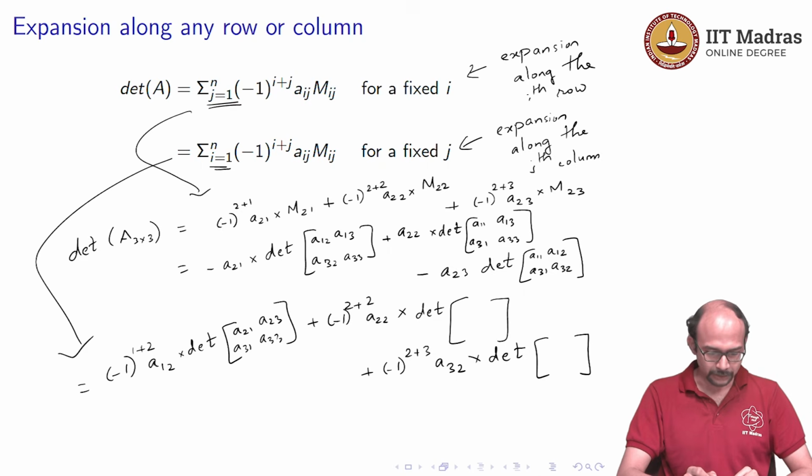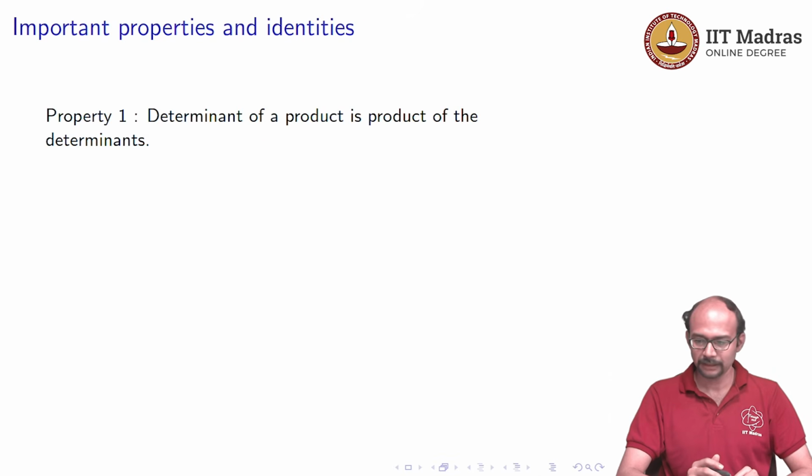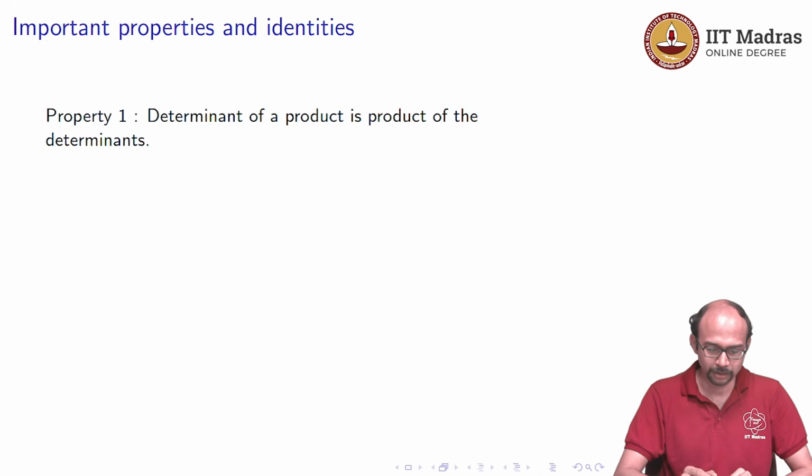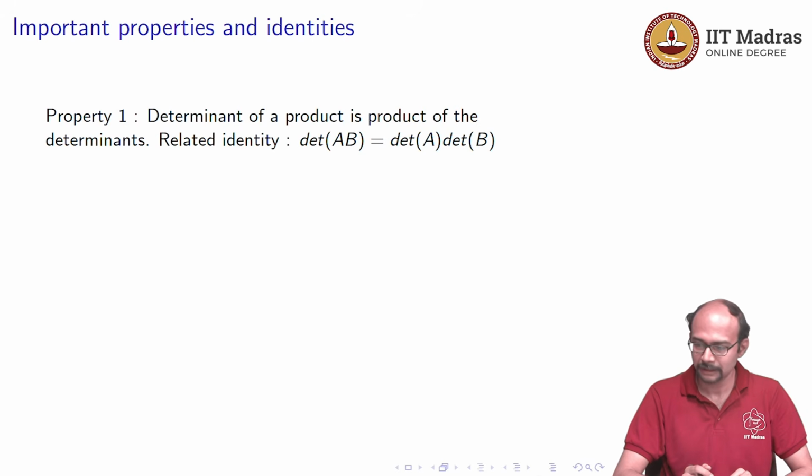Okay. So the first property that we want to look at is the product. The same thing that we saw earlier still holds, namely that the determinant of a product is the product of determinants. So what we mean by that is determinant of AB is determinant of A times determinant of B.